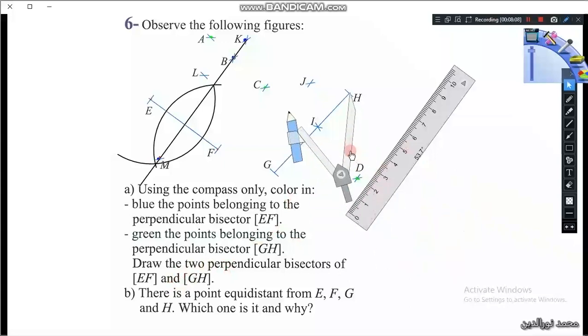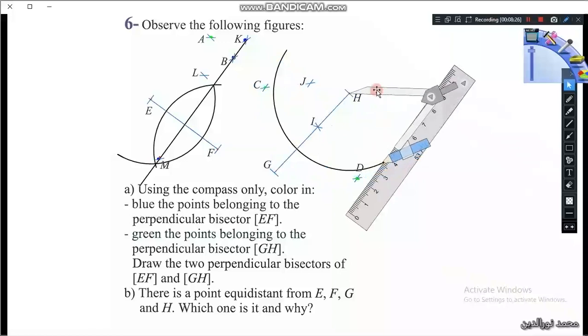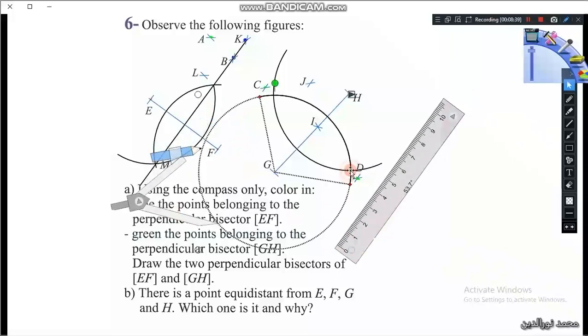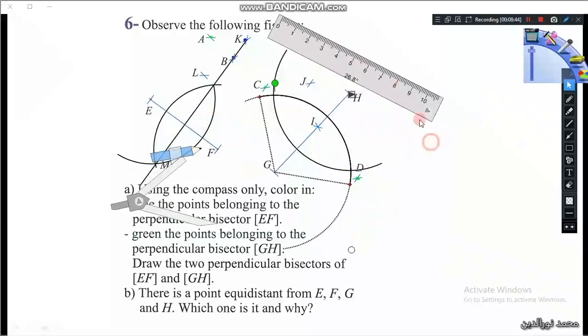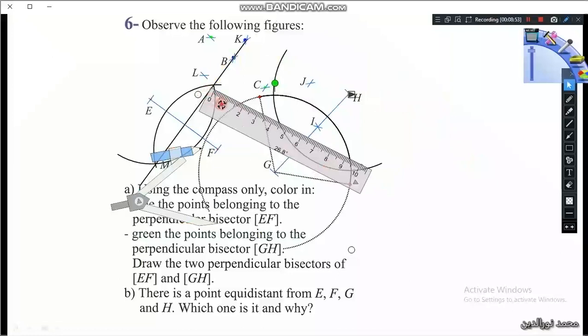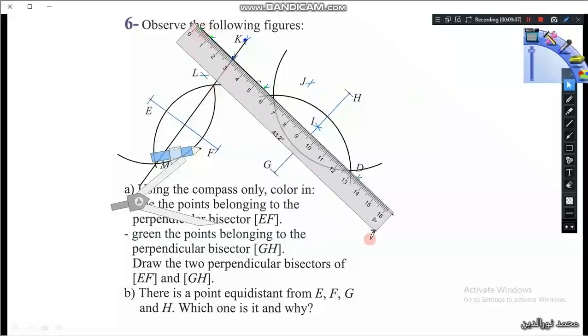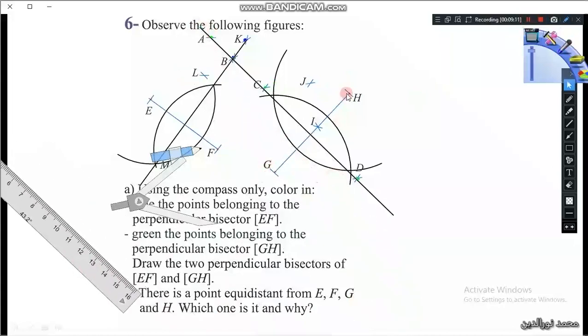The same steps. We put the needle on H and we draw an arc of center H. The compass, we open it a little bit more than half the distance GH, and we draw this arc. The same opening, we draw another arc of center G, and as we notice, the 2 arcs intersect at 2 points, this point here and this point, so we have to join them together. So, this is the perpendicular bisector of the segment GH.